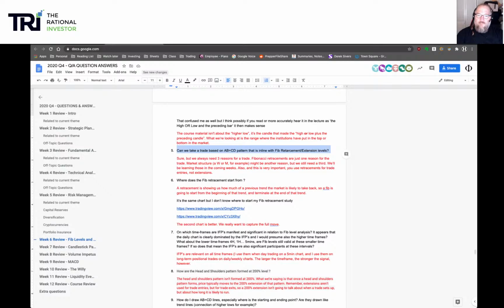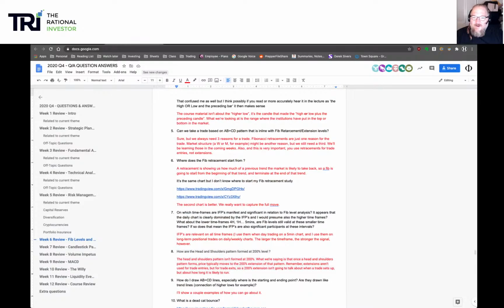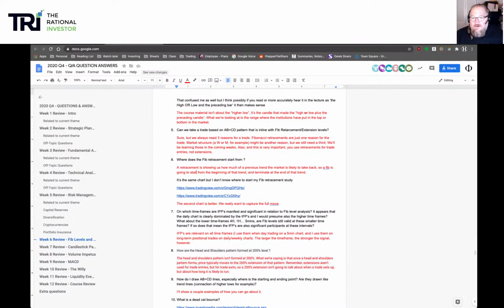So it's important to know that, yes, the ABCD pattern can be in line with your targeting for your trade, but the retracements are just one part of that. And your ABCD part isn't really a reason for a trade, right? Your ABCD is just telling you where you're looking at a price objective, right? And then where does the fib retracement start from? A retracement is showing us how much of a previous trend the market's likely to take back. So a fib's going to start at the beginning of that trend and terminate at the end of that trend, okay?